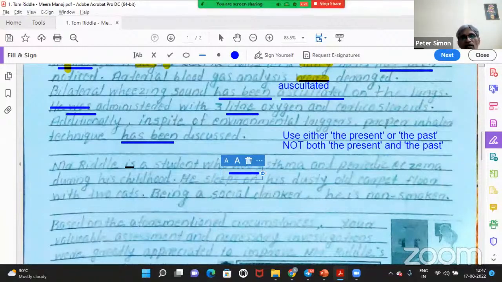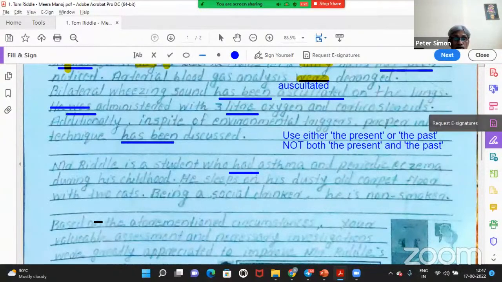So Mr. Riddle is a student who had asthma. Who had asthma means now he doesn't have it. That's what you interpreted here. So be careful in presentation. And periodic eczema during his childhood. Is it childhood eczema, or asthma also during his childhood? That's again the point. So now let us see here.